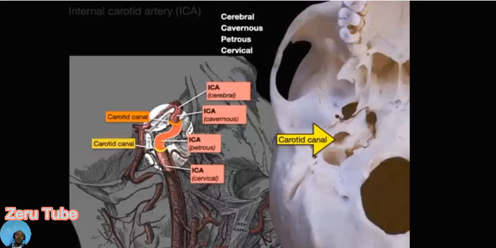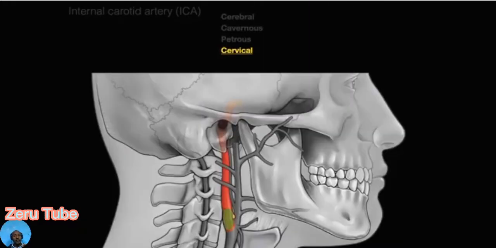So let us look at the parts of the internal carotid artery. The first one is the cervical part, found in the neck. This superior part of the cervical internal carotid artery enters and goes into the carotid canal.